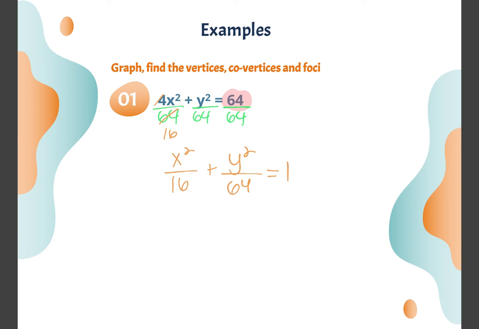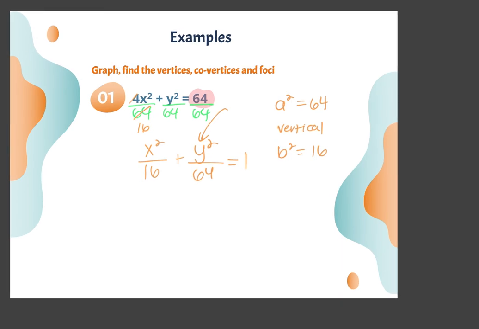Step 2 is figure out where's A. And how do we know which one is A? The bigger one. So what's A? Really, that's A squared. A squared is 64. So because the bigger number is under the Y, what kind of ellipse is this? Vertical. Good. So it's going to be taller than it is wide. What's the B squared? 16. I need to know A and B. So the next thing I'm going to do here is square root these. A is 8. B is 4. Yep.